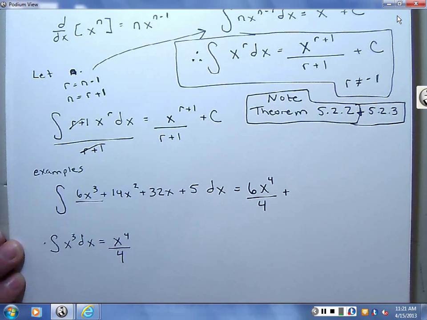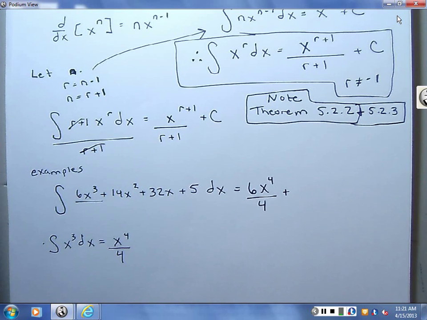So you just add 1 to the power on the top and divide by the new power. Instead of subtracting one from the power on the top and multiplying. It's the inverse of it. Because in differentiation, I multiply by the power and subtract 1. In integration, I divide by the new power, but then I add 1 to the new power.